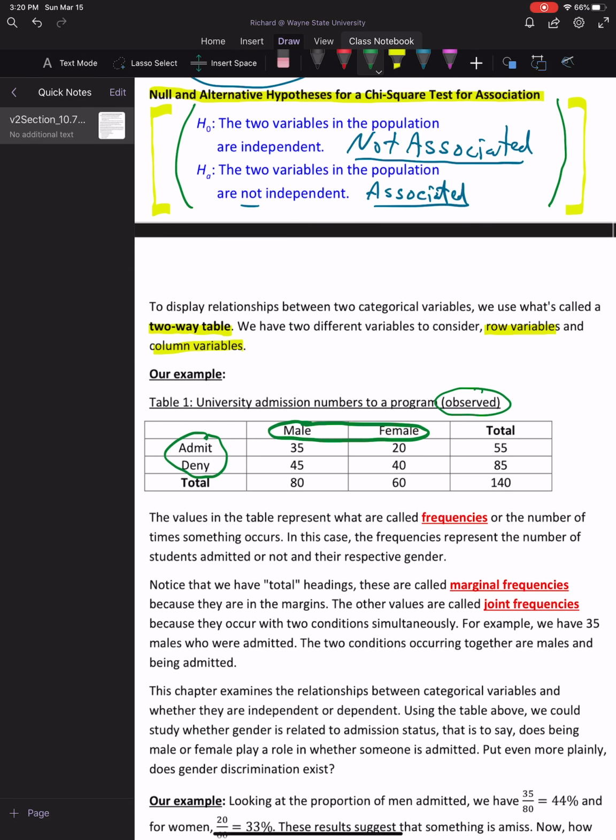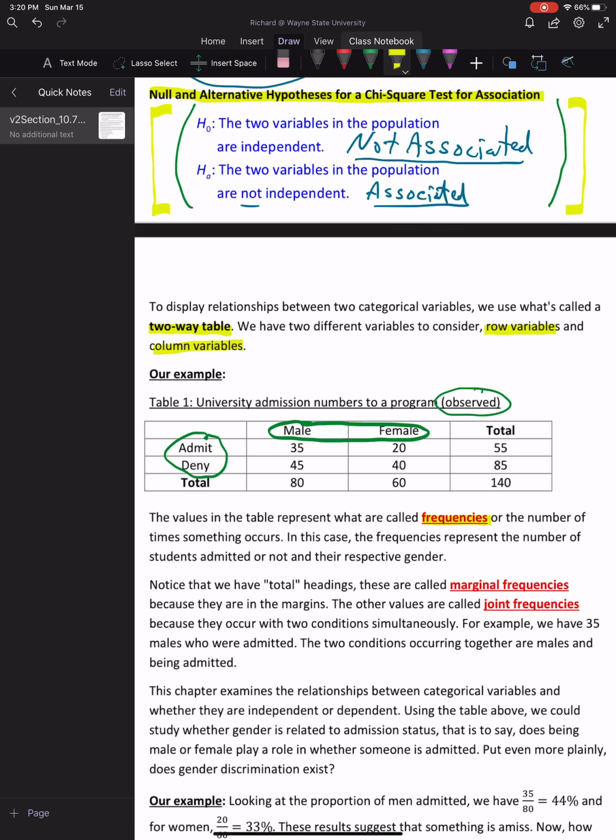Now, you'll notice that there are some values here that are in red and bolded, and that's what you would be filling in on your guided notes. It says the values in the table represent what are called frequencies. We've seen that before. So they are counts.